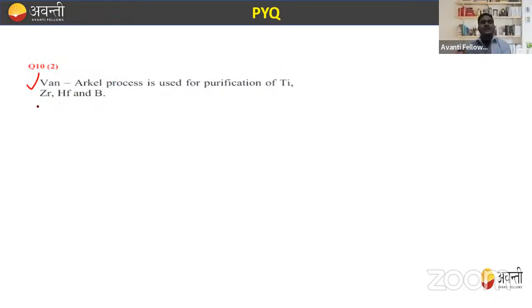Because the Van Arkel method, and this point you must remember, what is the use of the Van Arkel process. So the Van Arkel process is basically used for the purification of titanium, zirconium, HF, and B. Okay, so this point you must remember, what is the role of the Van Arkel process, or the Van Arkel method for purification. Okay, so the Van Arkel process or method is used for the purification of titanium, zirconium, HF, and B, right? So I hope you are clear with this question. Okay, any doubt, beta, related to this question?